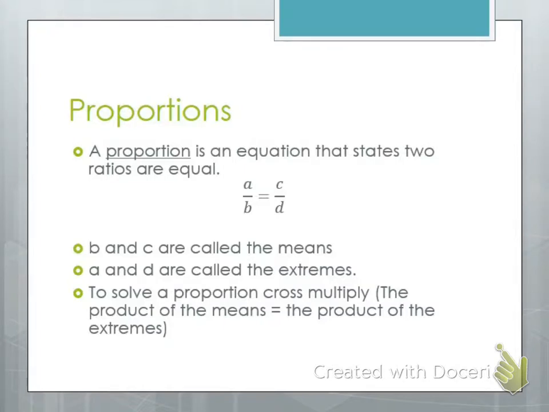If we have it set up the same way they do here with a over b equal to c over d, that's what is meant to go on that big line kind of in the middle of your notes there. We would call b and c the means. a and d are called the extremes.